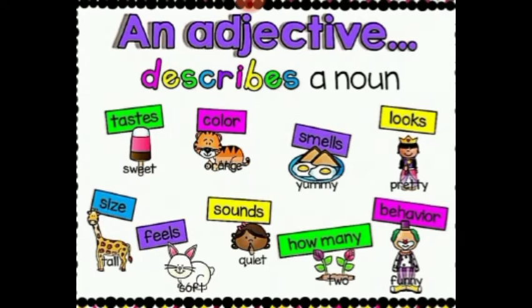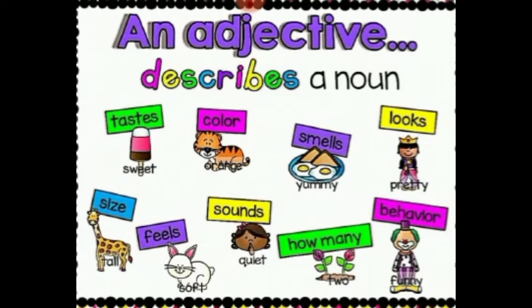How can you describe a noun? Look at these pictures. You can describe a noun by its taste, color, smell, look, behavior, count, sound, feel, size. First one is ice cream. How can you describe an ice cream? It's sweet, cold, right? So the words sweet and cold describe the noun ice cream. So the words sweet and cold are adjectives.